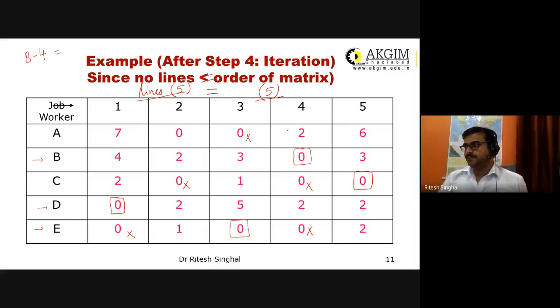Now in the first row, only a single zero remaining, so assign this particular job. Now you have reached the solution of this particular model. Person A is allocated to job 2, B is allocated to job 4, C is allocated to job 5, D is allocated to job 1, and E is allocated to job 3. So this is the optimal assignment, which is obtained after using the Hungarian assignment method.